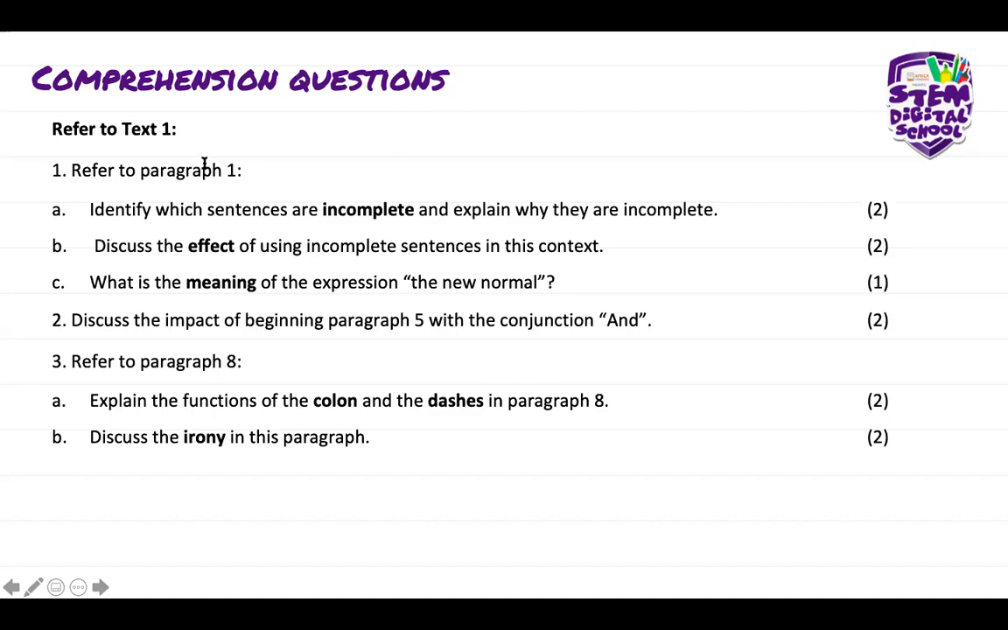The colon introduces an explanation of what precedes it. The dashes separate additional information from the main clause. It is ironic that something that was thought would occur in many years to come, or in years to come like 2030 or 2050, is now a reality of the present. The opposite of what was expected has happened.